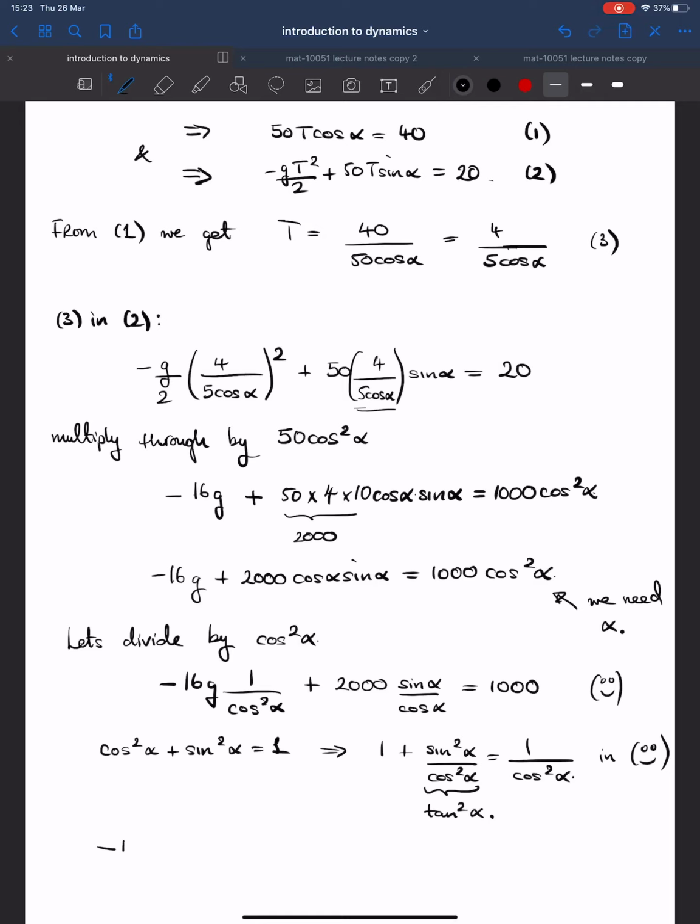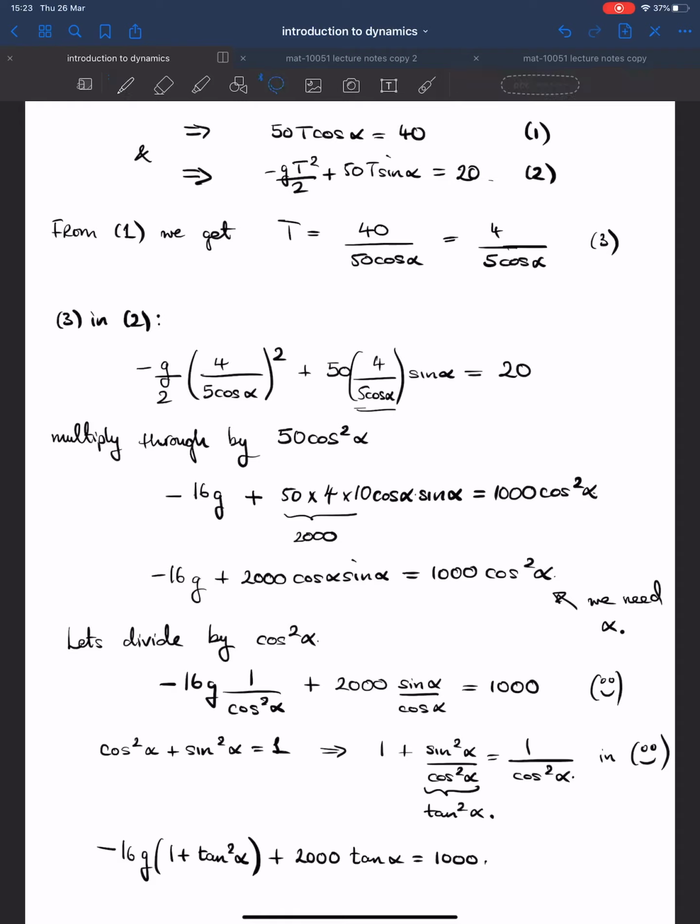If I plug this in here, we get this minus 16g times 1 plus tan square alpha, plus 2000. Now sine alpha over cos alpha is tan alpha, and you have 1000 there. Okay, good. So after this, you can see I can rearrange this.